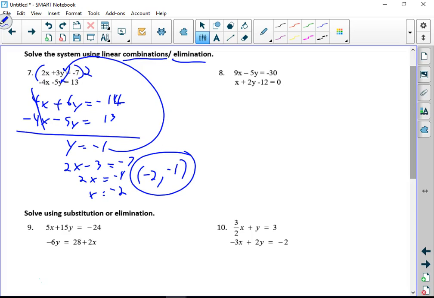Another way, like I said, for the final, if it's a multiple choice question, you can go ahead and make a matrix out of this real quickly. You just make it 2 by 3. Remember, the acronym is RC, remote control. There's 2 rows and 3 columns. You just put the numbers in. 2, 3, negative 7, negative 4, negative 5, 13.